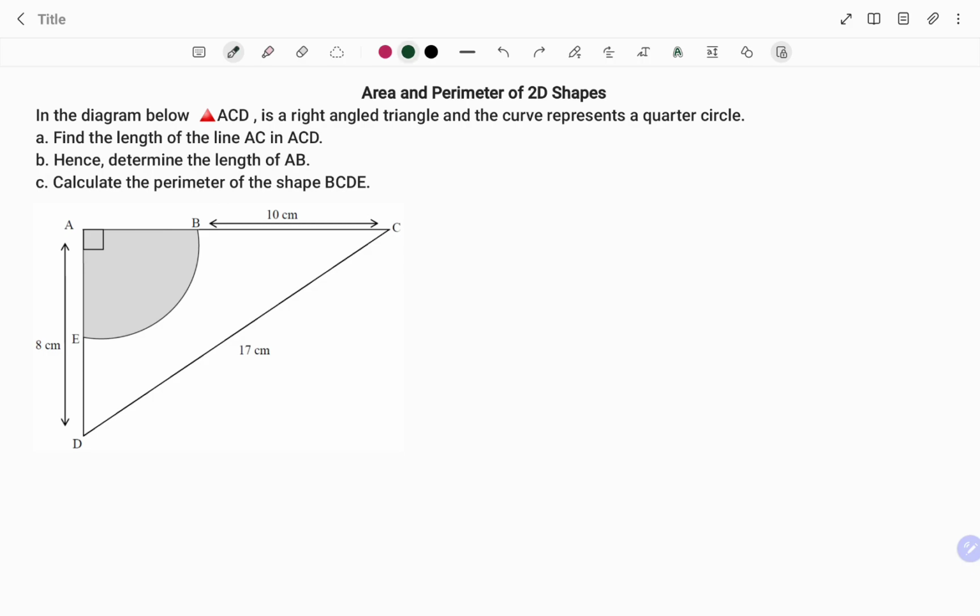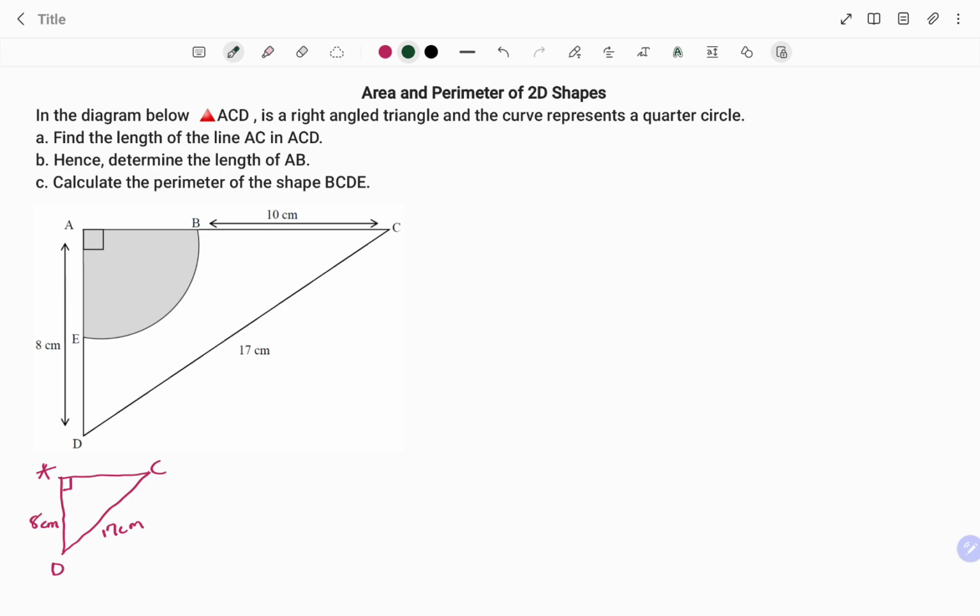Starting with the first part of the question, we are to find the length of line AC in ACD. I'm going to start by drawing a rough sketch of the triangle ACD as given. It's a right angle triangle. We have our A, C, and D. AD has been given to be 8 centimeters. So I have this as 8 centimeters. Also, the line DC, 17 centimeters.